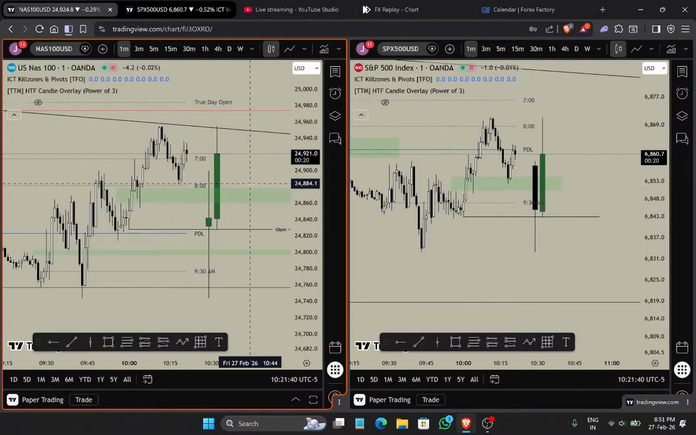This, man, this is very bad, very bad. I don't even like it. Look at this, the 8 a.m. opening, the 7 a.m. opening, literally bouncing, bouncing, bouncing.